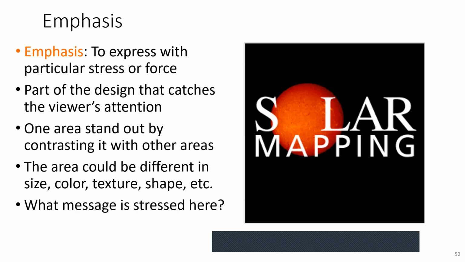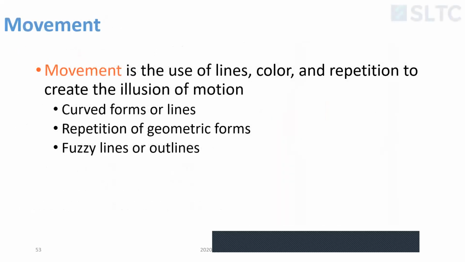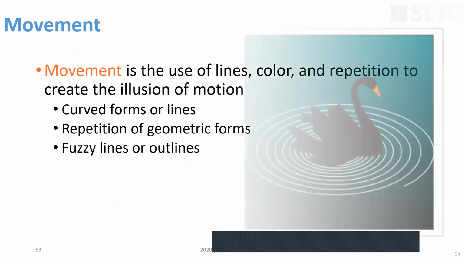So what does that mean? Part of the design that catches the eyes of the viewer or the viewer's attention. So it can be size, color, texture, shape, anything. And the other one is movement. Now hold on. How can you show movement in a picture? Because picture is a picture, it's not animated. Yes, you can by using curved or we call it fuzzy lines.